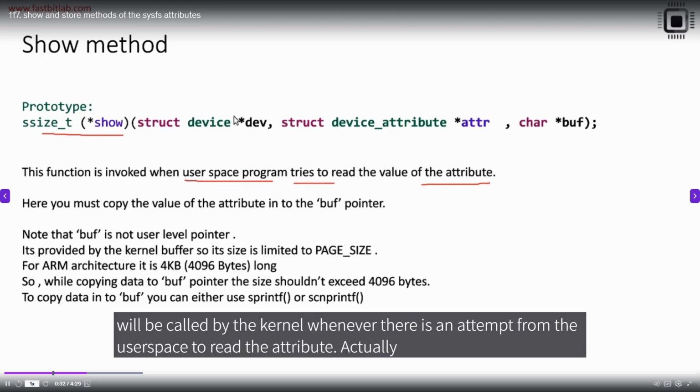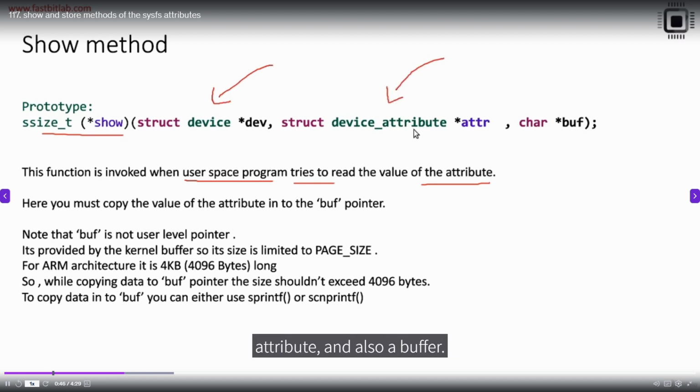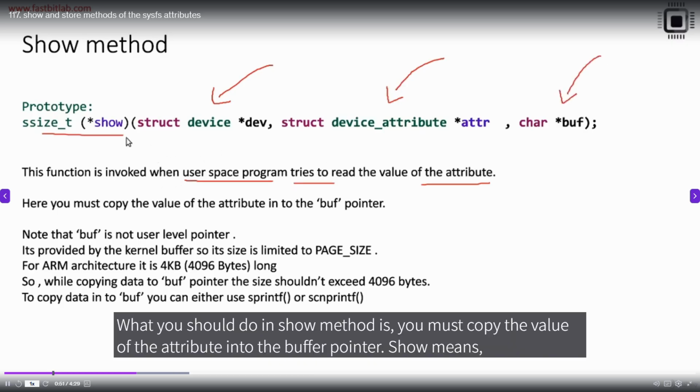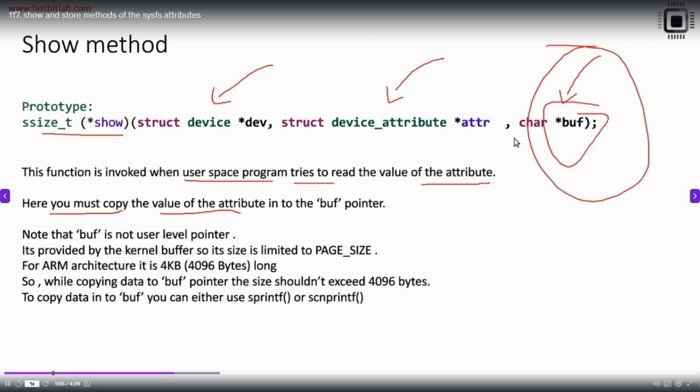This function will be called by the kernel whenever there is an attempt from the user space to read the attribute. Actually, the kernel passes the pointer to the struct device, and it also gives a pointer to the attribute and also a buffer. What you should do in the show method is copy the value of the attribute into the buffer pointer. Show means you are showing it to the user space, so that's why you have to copy the value of the attribute to this buffer.